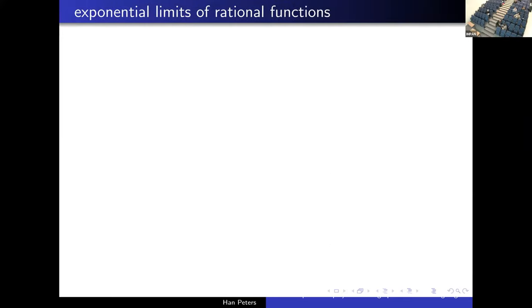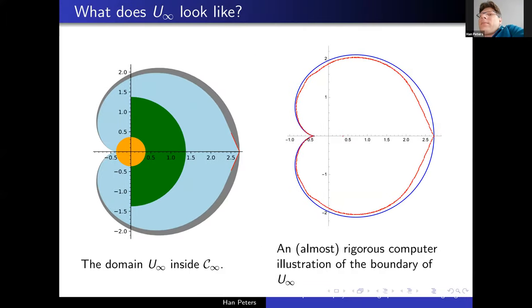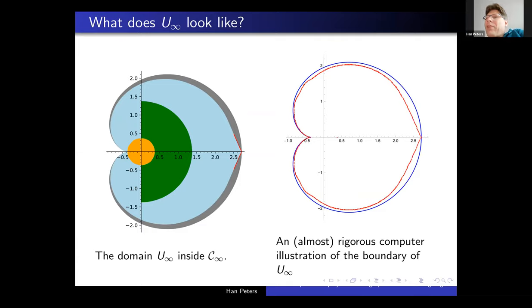Hey, Han. Yes? Just one question, sorry. Can you just remind us again, what do the cardioid, C infinity, and U infinity correspond to? Thank you for that question, Luca. The red one here is U infinity, which is the limit of U_D, which is the zero free domain.